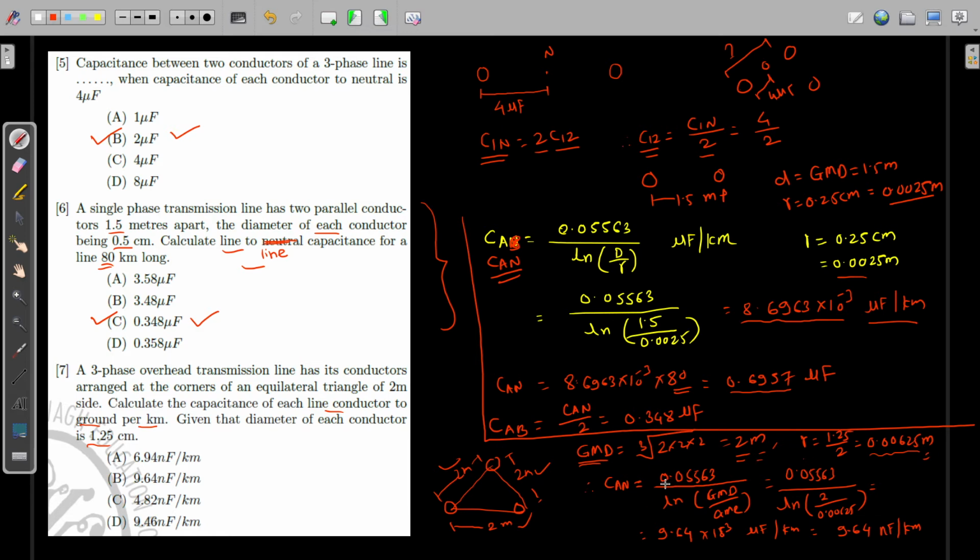So CAN formula is 0.05563 divided by ln GMD by GMR. So GMD is 2, GMR is this. If you substitute all these values, this will give you 9.64 into 10 raised to minus 3 micro. So 10 raised to minus 3 and micro, this will give you nano. So it is 9.64 nanofarad per kilometer. So this is the correct option.